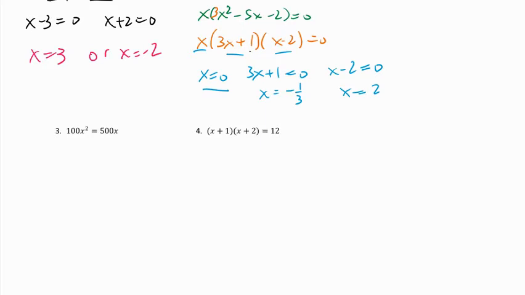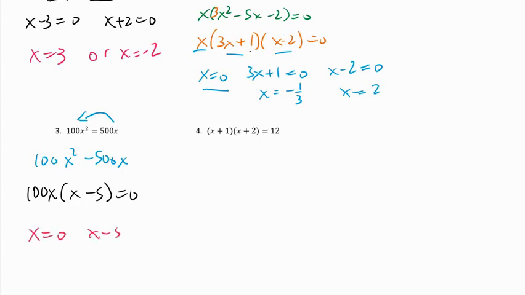Number 3, I need to get it equal to 0, so I'm going to move this over. 100x squared minus 500x. Factor out 100x. I got x minus 5. So x equals 0, or x minus 5 is equal to 0.